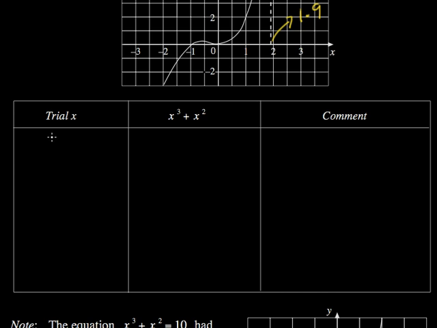We know that 1.8 was too small, so let's try that one. 1.8. When we put that in, it's going to be 9.072, and it needs to equal 10, so this is too small. The comment here is that x has got to be greater than 1.8. And then we could try 1.9 just to check that that's going to be too large. And we put that in and we get 10.469.